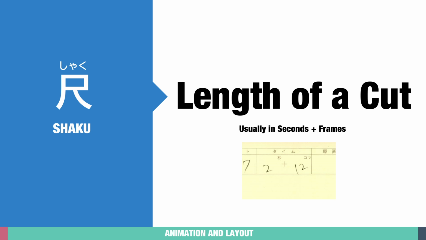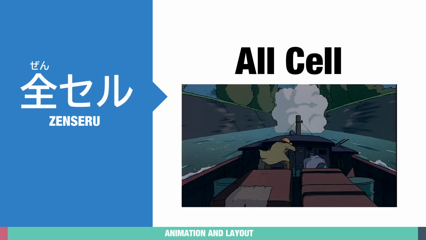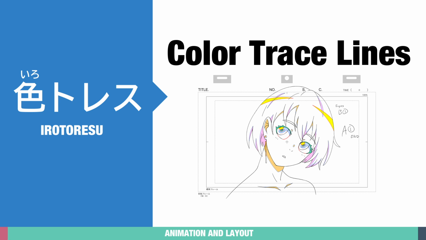Shaku. The timing or length of a cut. Zen saru. All cell, meaning that there is no BG layer and the animation layer essentially covers the entire screen. Iro trace. Color trace lines. These are the red and blue lines that are painted over during shiage.